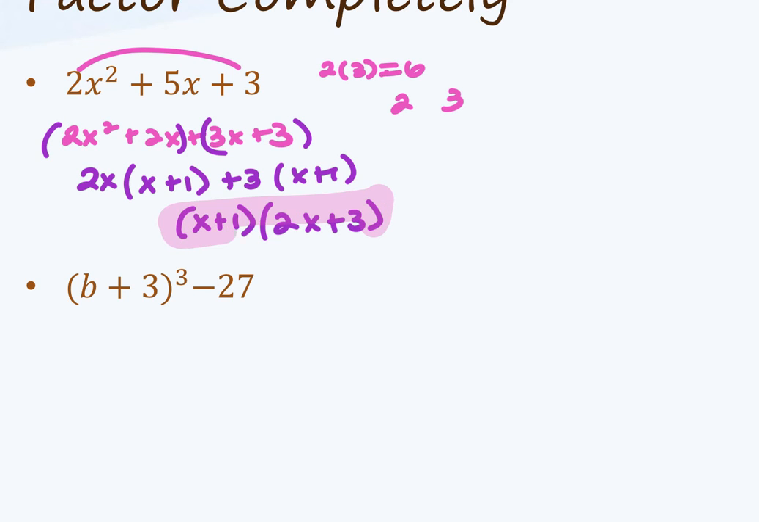You could have also done trial and error on that one. It wouldn't have been that bad because they were both prime. And most of you got that one right. The second one is where it went south here, okay?